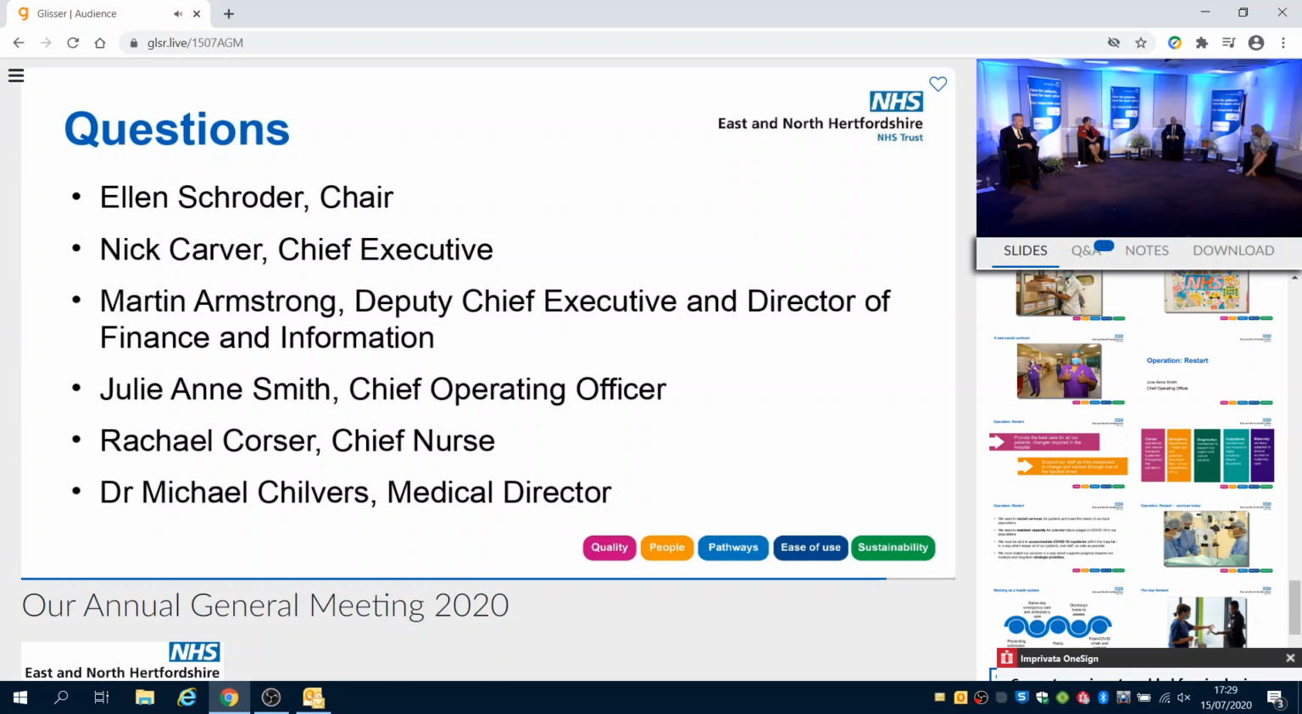So the first question is around COVID-19 and is asking, is the hospital ready for a second surge and for flu? The second question is around improving diversity and inclusion at management level, and what are we doing to improve this? And the third question is around the financial progress. So congratulations on the finances, and do we think that financial progress is sustainable?